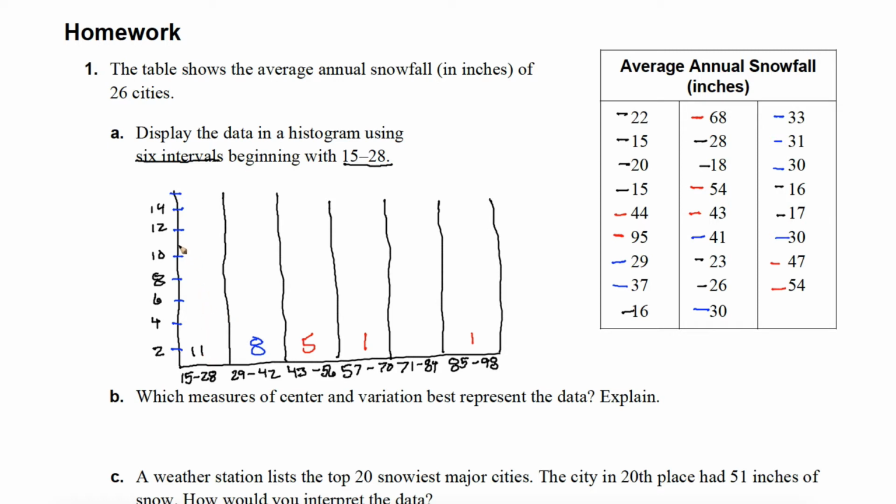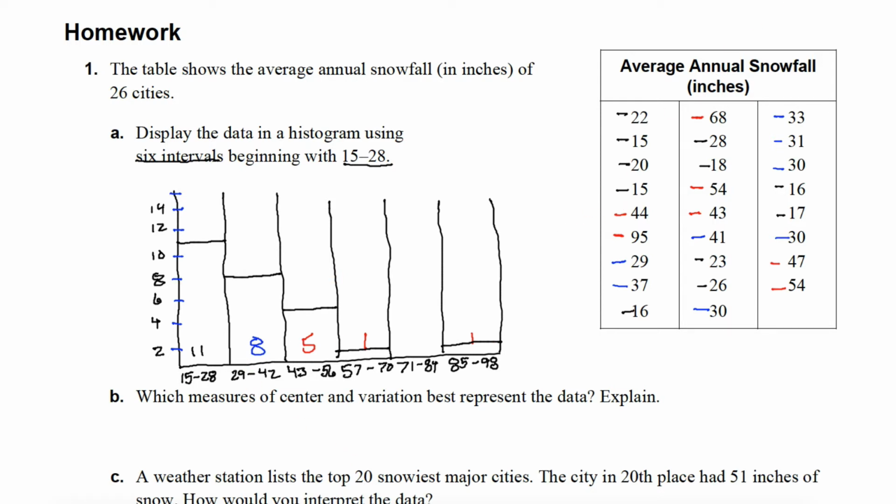Now 11 is going to be right here. 8 is going to be right here. 5 is right around here. 1 is way down here. 0 and 1. Okay, so there's my histogram.